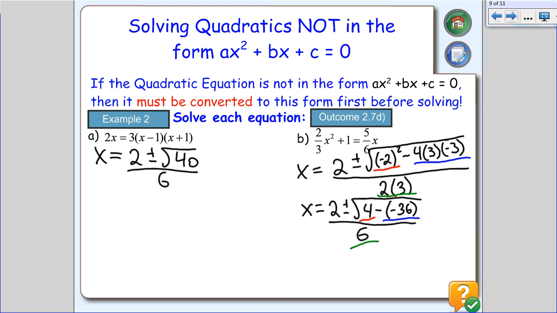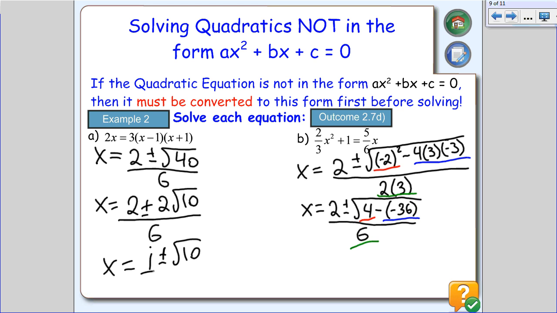You can take a 2 out of all the coefficients. Divide by 2. And your final answer would be x is equal to 1 plus or minus root 10 divided by 3. All I did was I divided all the coefficients by 2. We have to put the 1 there. Do you do the 2? You can if you want, or you can leave it as that.